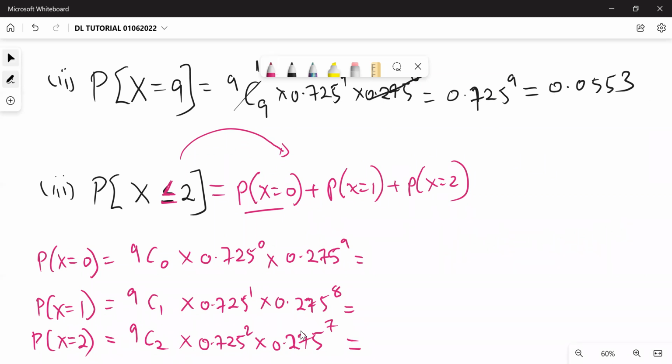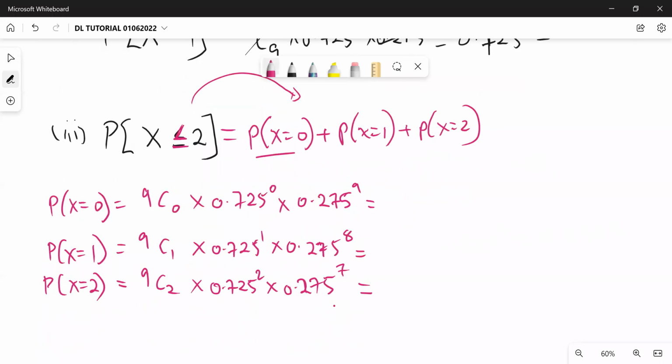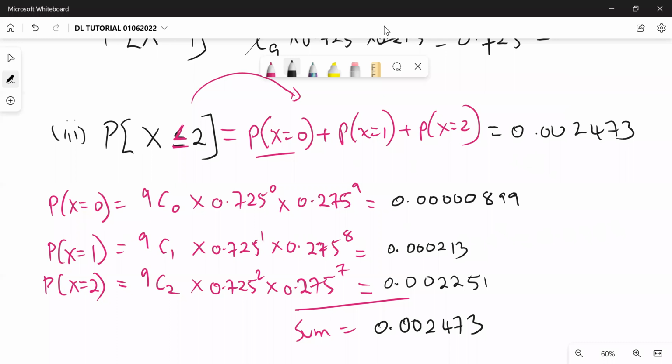So let's evaluate these probability values. Then from the formula up there, we just need to sum them. We just need to sum those three values, and we'll end up with the probability that X is at most 2. So when you do the calculations, you will find that the probability that X is at most 2 will be given by that. You just add those individual probabilities.